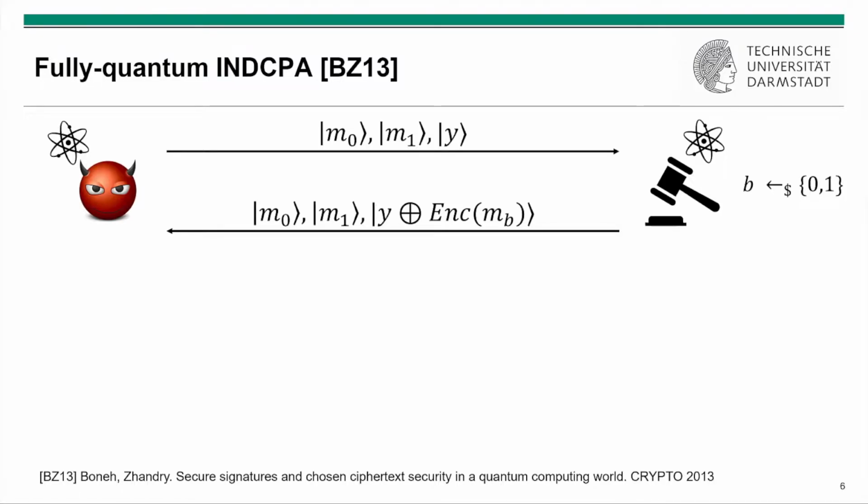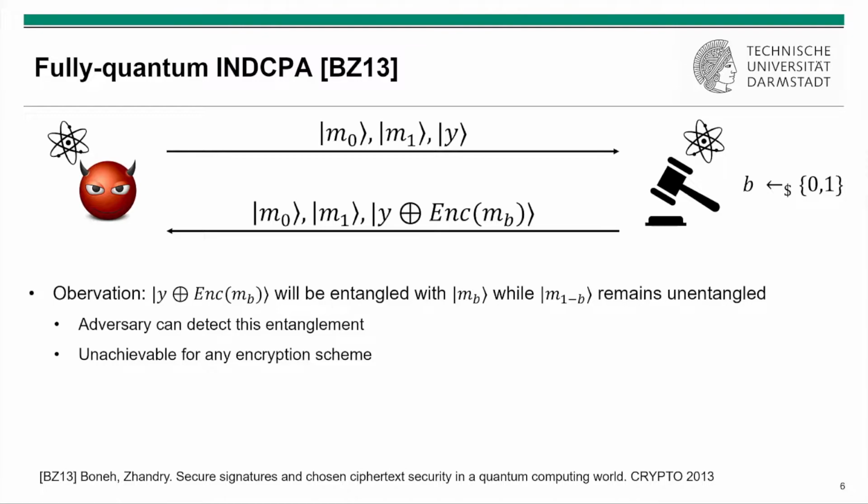The observation that Boneh and Zhandry made is that the ciphertext register will be entangled with one of the two message registers, namely the one with the message MB, while the other message register remains unentangled. They show that the adversary can actually detect this entanglement, which makes this notion unachievable for any encryption scheme.